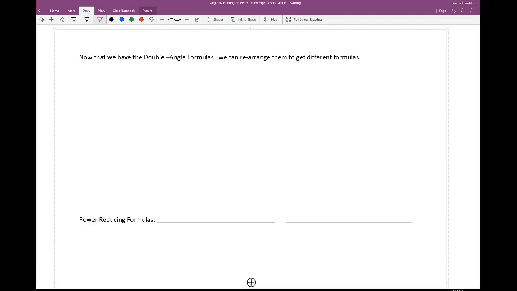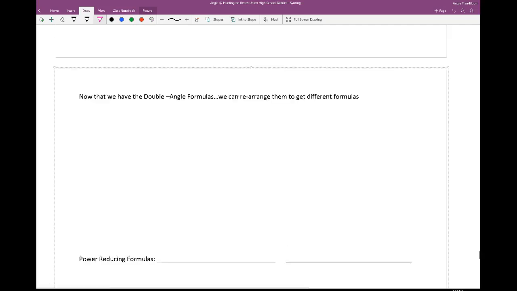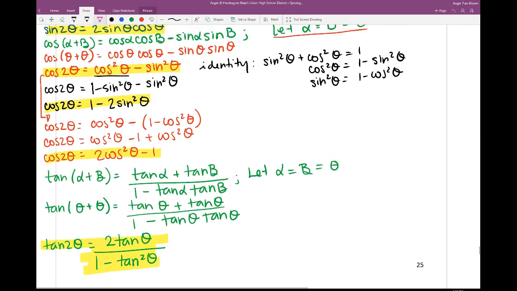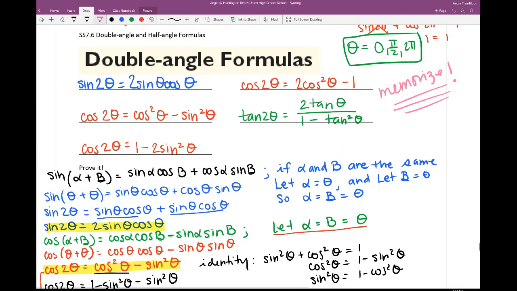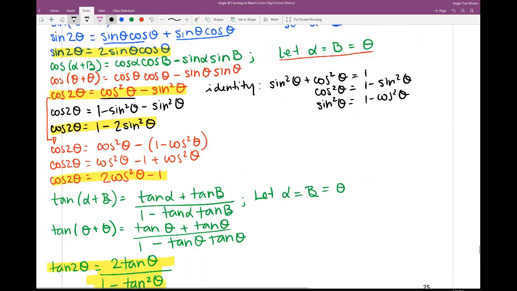Hey guys, for this video, we are going to use a few formulas that we have already proven in the previous video, and then we are going to use those to come up with different ones. So the first one we are going to use is this double angle right here. Let me show you. It's going to be this one. We'll use this one first, and then we'll use the next one next.